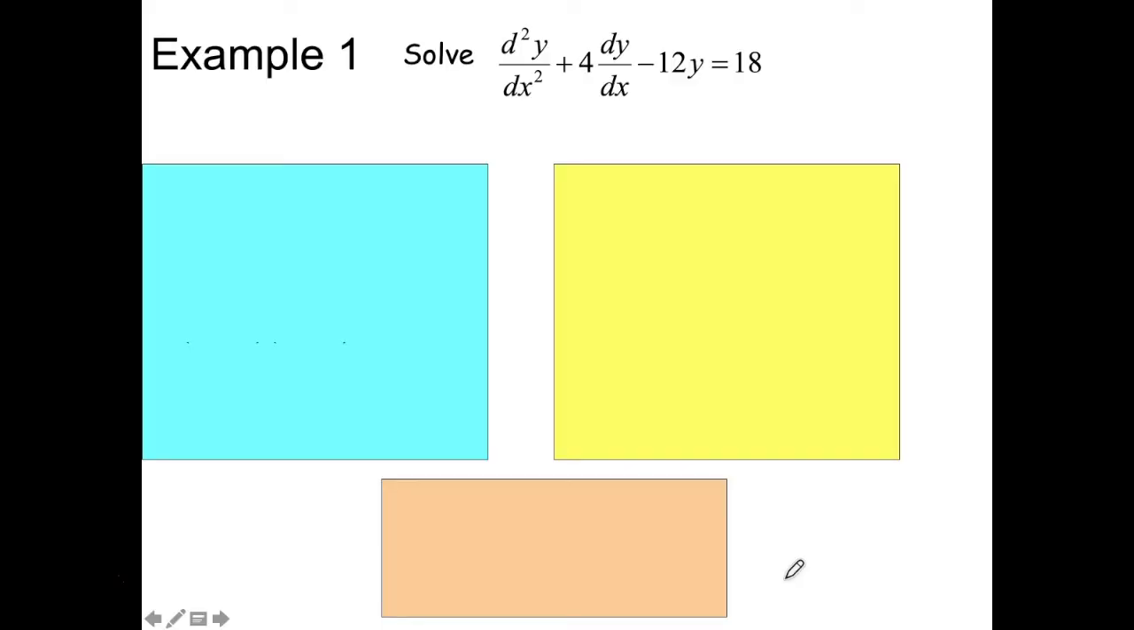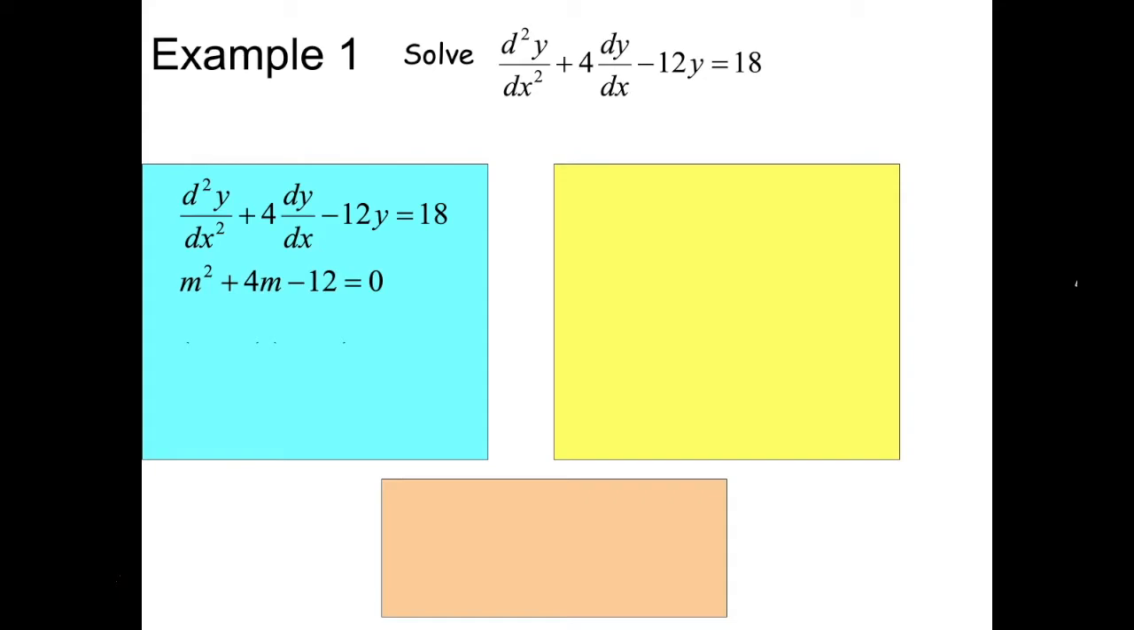Okay, so let's do an example. We're asked to solve this equation. So our f of x here is a constant. First, we write down the auxiliary equation for the homogeneous case.